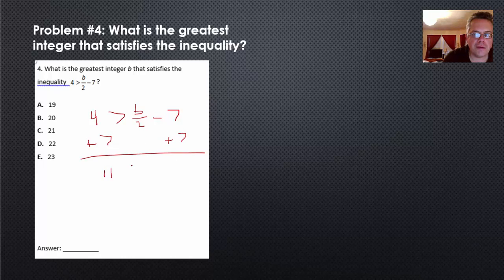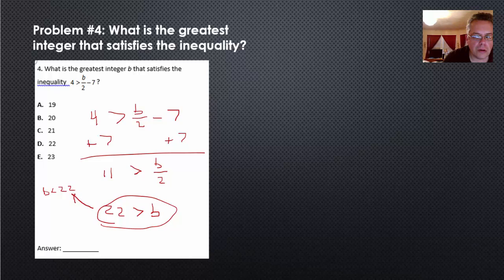And I get 11 is greater than b over 2. Then I'm going to multiply both sides by 2. I get 22 is greater than b, or b is less than 22. So I like writing it this way. B is less than 22. Okay, what's the largest number that is less than 22? It would be 21. So it turns out that 19 would work in this inequality, 20 would work, but the greatest integer that works is 21.